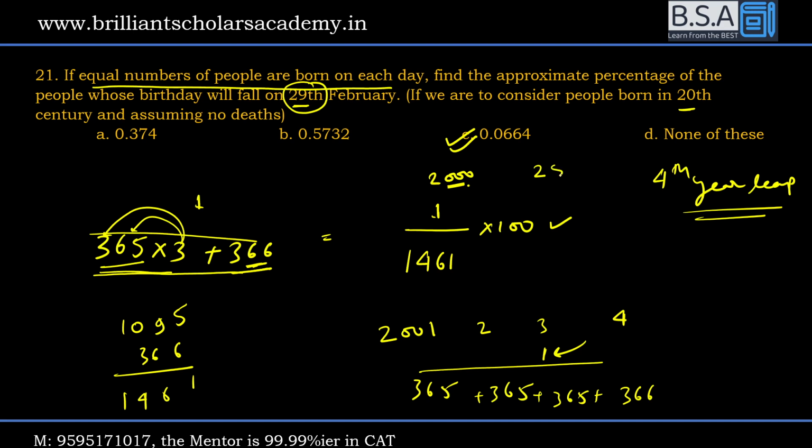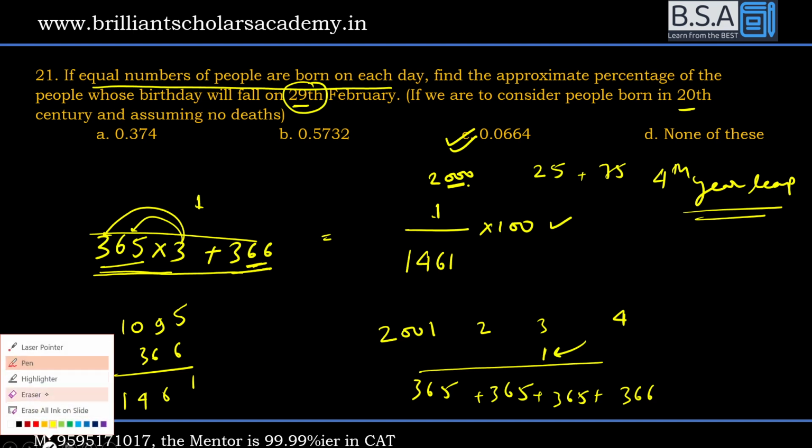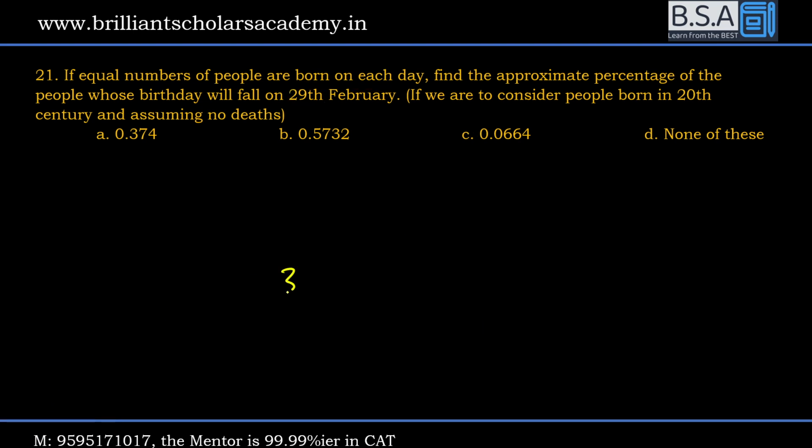Now there are 25 leap and 75 non-leaps. You'll get the same answer. It is every 4th year that is a leap year, so there's a cycle of 4. In that case, your numerator will change. Let me go through that particular calculation. Let me erase this. You will have 365 into 75.